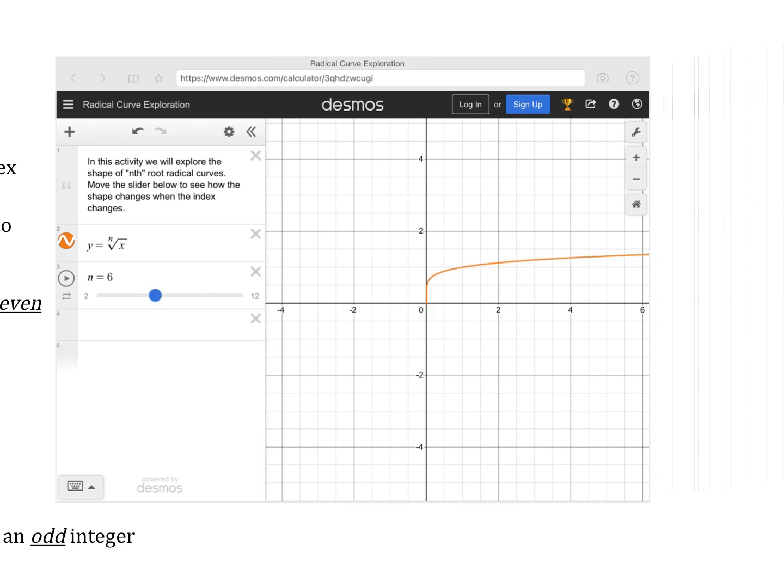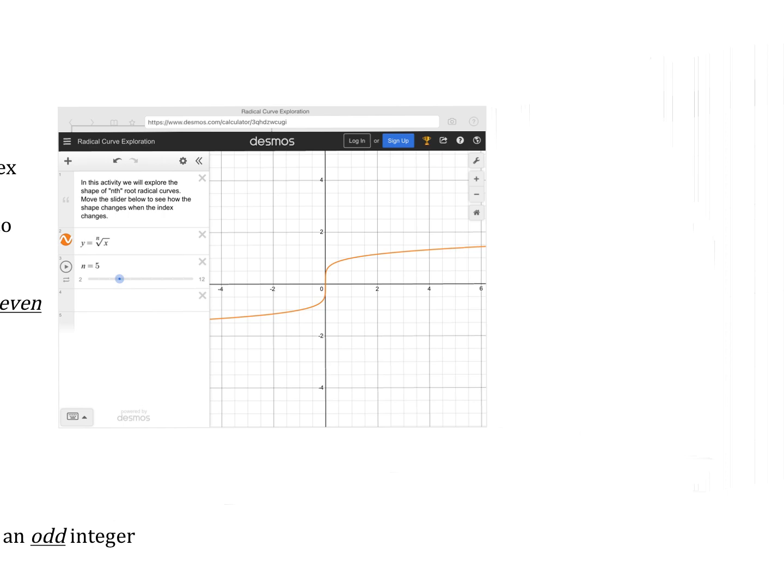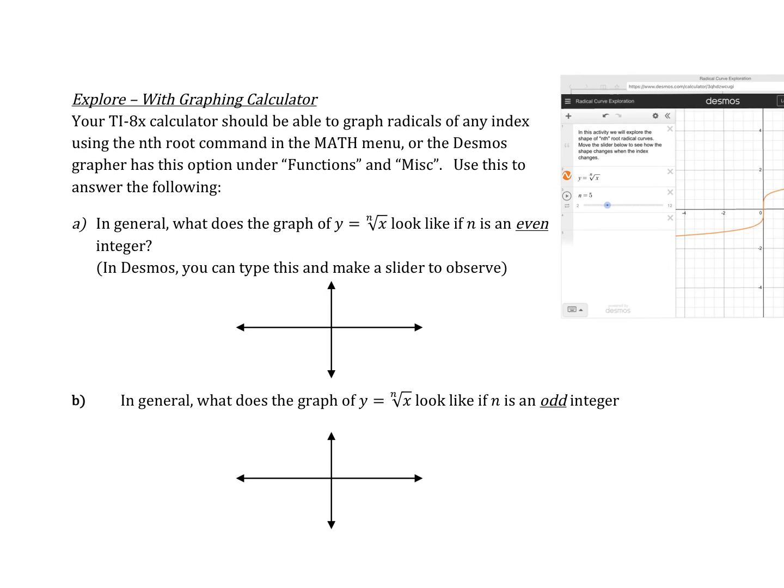Okay, so we see a pattern. Anytime we have an even root, it looks like a square root. Anytime we have an odd root, we get that S curve like a cube root. Okay? All right, so if the index is an even integer for y equals the nth root of x, we're going to get something that looks like this. If the index is an odd integer for y equals the nth root of x, then we're going to get something that looks like the cube root. Let's try that again. Okay, it just gets a little steeper in the middle.